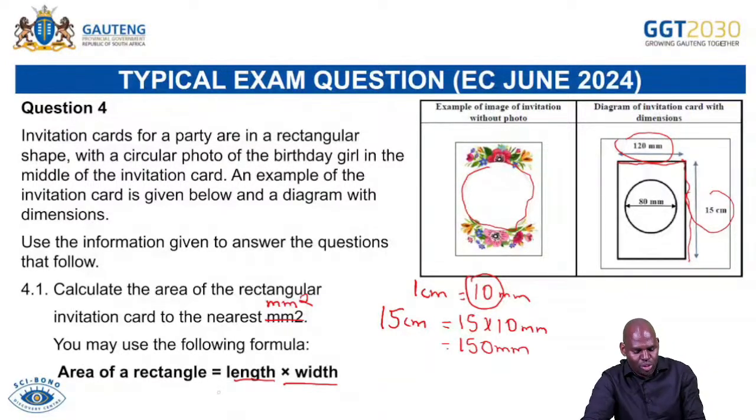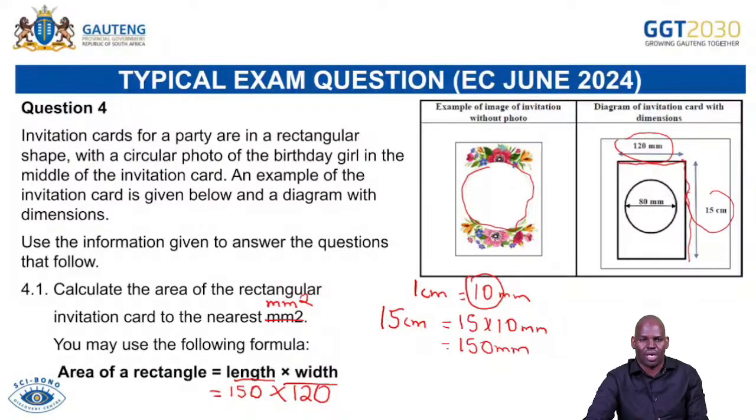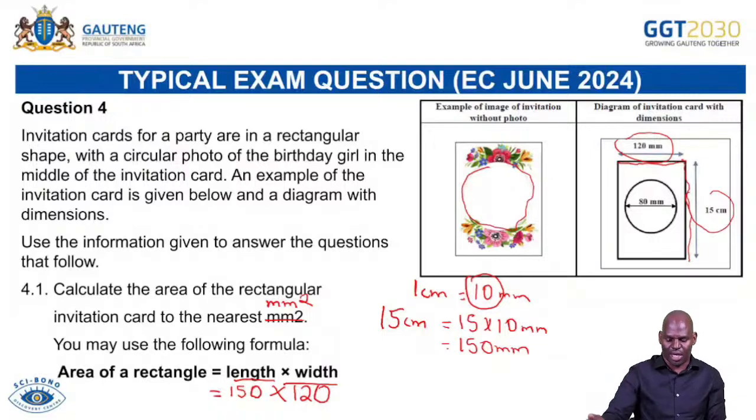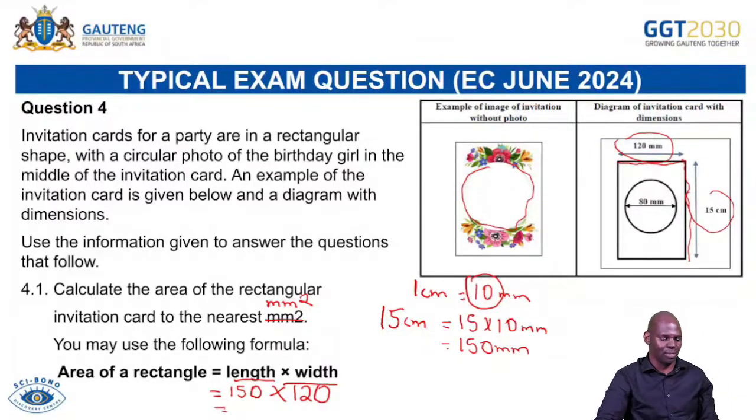I can simply do the substitution. So it's 150 millimeters multiplied by, I don't necessarily have to indicate the unit there when I do the substitution, and then for the width, it's 120. I know this is in millimeters, this is in millimeters, and I'm calculating the area. So therefore the answer must be in millimeter squared. If I take my calculator, 150 multiplied by 120, I'm getting 18,000.